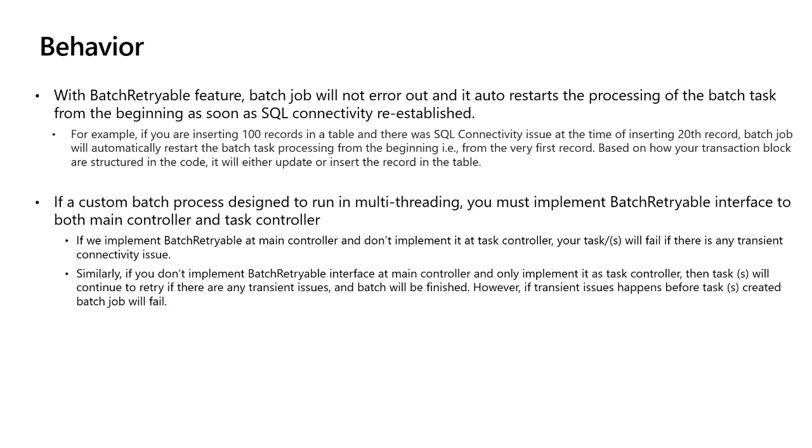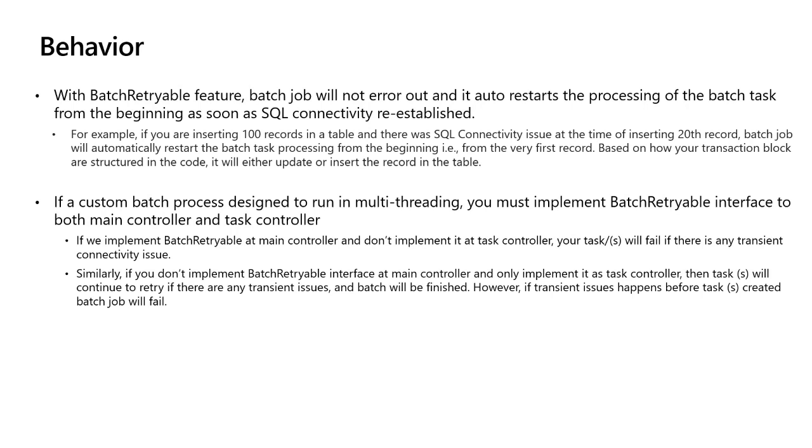If a custom batch job is designed to run multi-threaded, you must implement the retryable interface on your main controller and task controller. There are two different combinations that we have seen. One is that you implement batch retriable on your main controller, but you are not implementing it at the task controller.